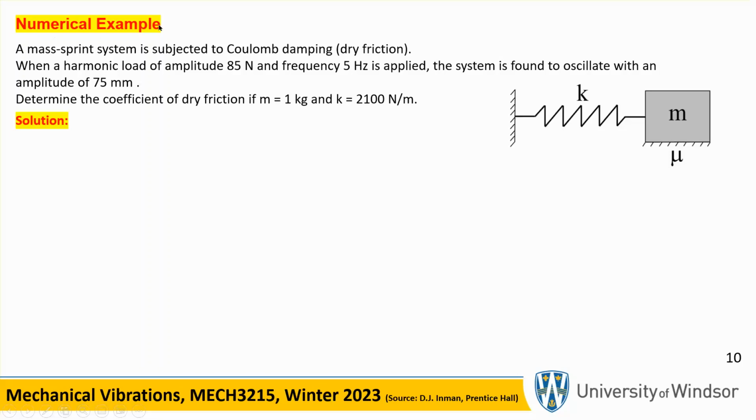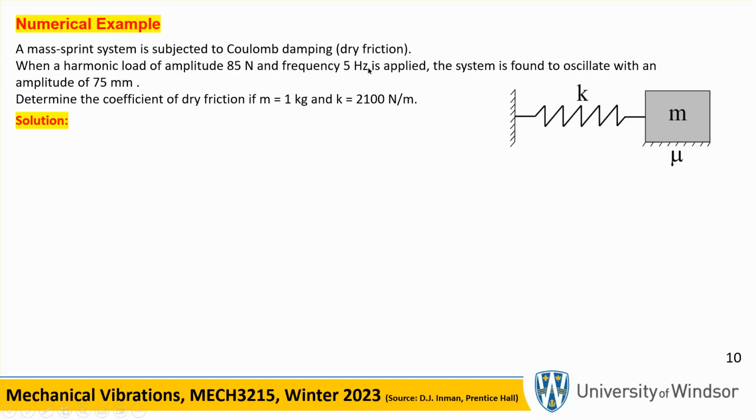Okay. So this is the second problem we are doing. It says a mass spring system is subjected to Coulomb damping or dry friction. So we have a metal to metal or surface to surface contact. We don't know what mu is. We want to estimate it actually based on the information that's given to us.